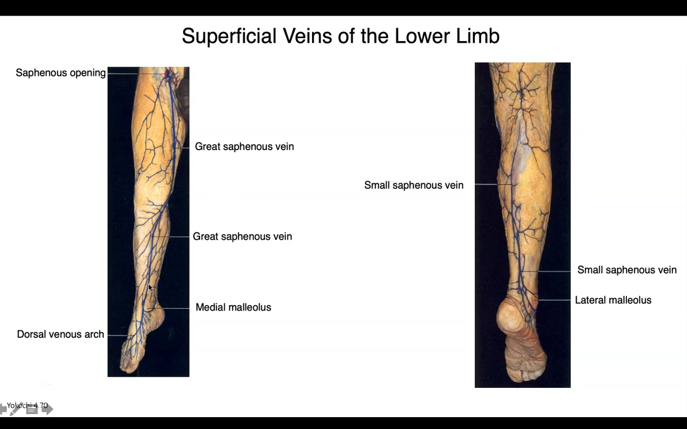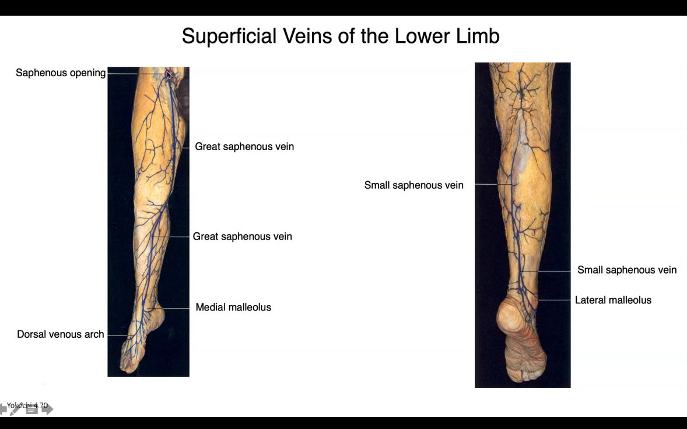The great saphenous vein ascends anterior to the medial malleolus. This relation is important. Then it ascends through the medial side of the leg. Then it passes posterior to the medial condyle of the femur. Then it ascends through the medial side of the thigh. The great saphenous vein is the longest vein of our body.